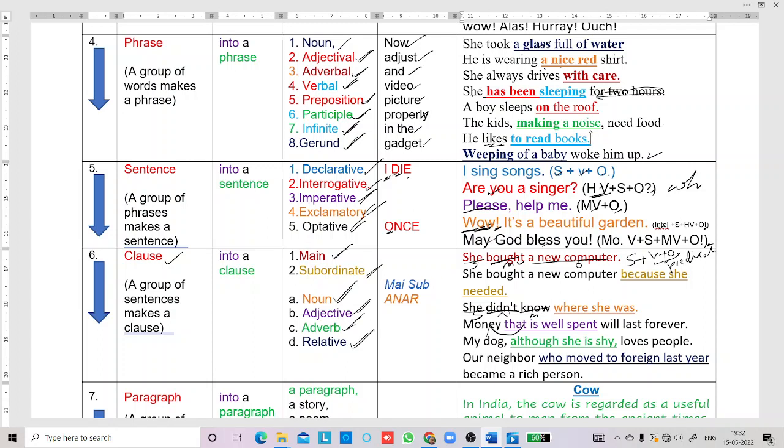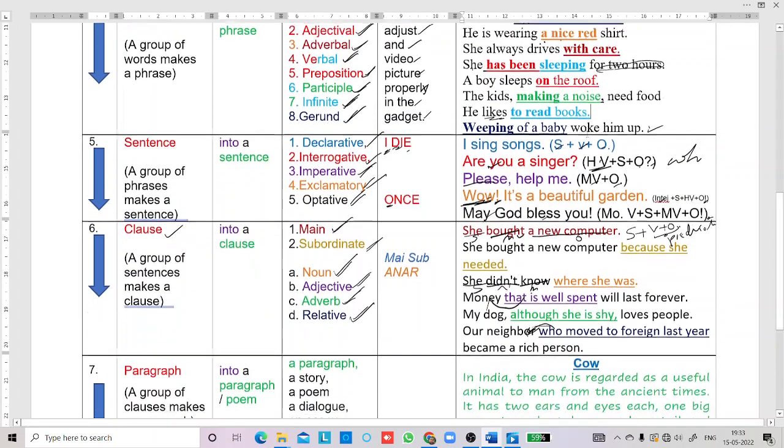Next one. Our neighbor who moved to foreign last year became a rich person. So here our neighbor is a subject in the sentence. Who moved to foreign last year is all talking about the person, the neighbor here. So this is called a relative clause, talking about the neighbor. So it relates to the neighbor. It talks about the neighbor. So friends, let's move to the next one.